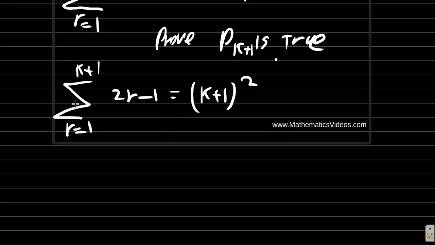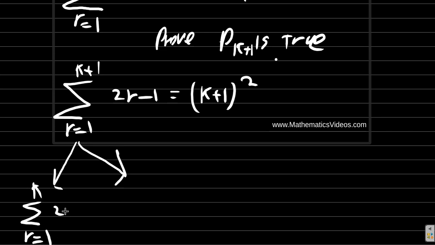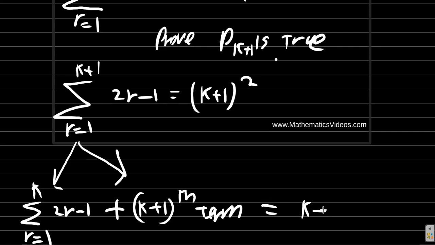Now, what you're going to do is say that since you're adding from r equals 1 to k plus 1, it is the same thing as adding from r equals 1 to k, and then adding the k plus 1 term. Alright? So, you're going to have two parts to this. You're summing from r equals 1 to k of 2r minus 1 plus the k plus 1 term. And that will be equal to k plus 1 squared.